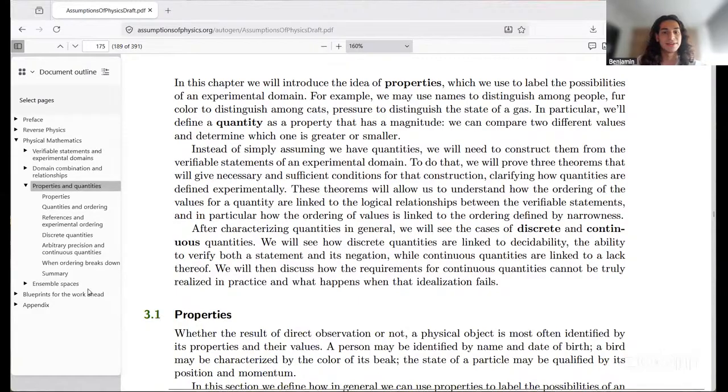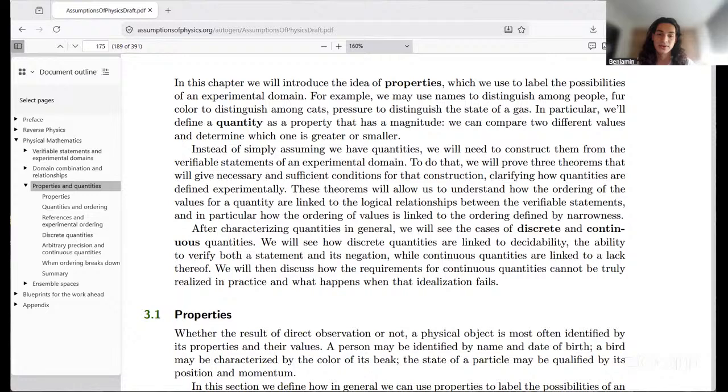Instead of simply assuming we have quantities, we will need to construct them from the verifiable statements of an experimental domain. To do that, we will prove three theorems that will give necessary and sufficient conditions for that construction, clarifying how quantities are defined experimentally. These theorems will allow us to understand how the ordering of these values for a quantity are linked to the logical relationships between the verifiable statements, and in particular, how the ordering of values is linked to the ordering defined by narrowness. After characterizing quantities in general, we will see the cases of discrete and continuous quantities.